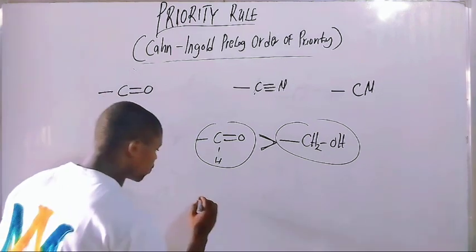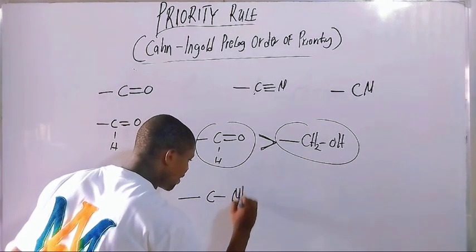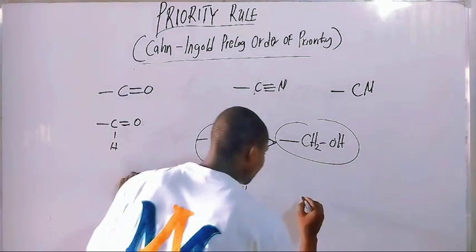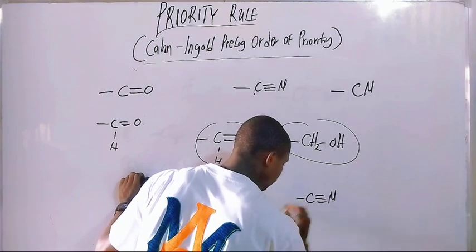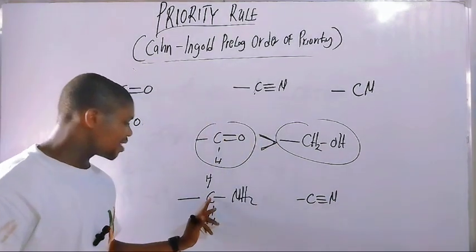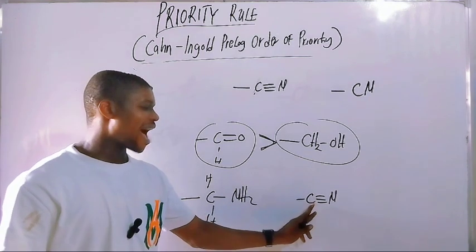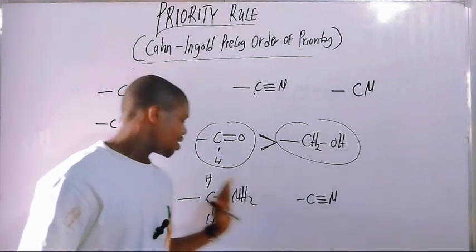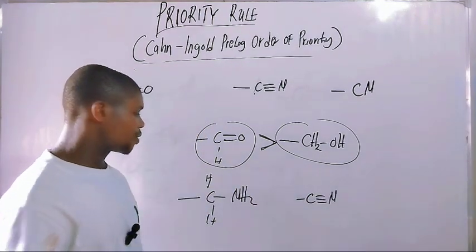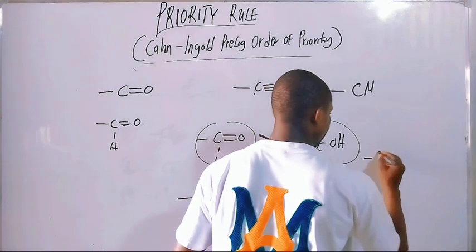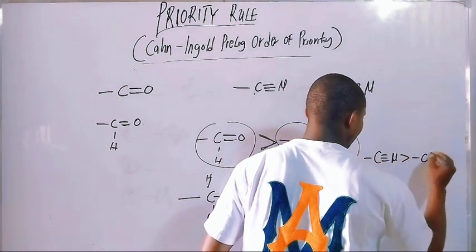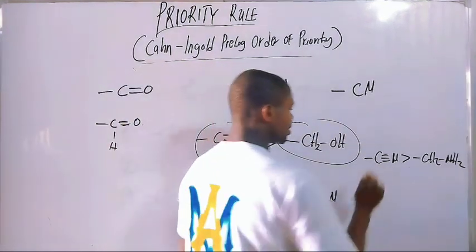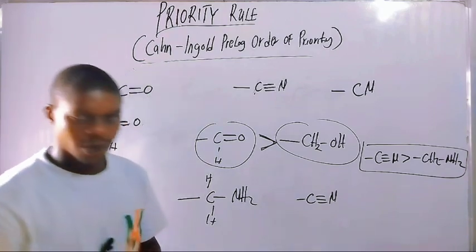Another thing I want you to understand here is that when you have something like this, CH2, here we have hydrogen, and here we have something like carbon. Now this one has 1 nitrogen, but this one has 3 nitrogens. This one will have 3 nitrogens, so this one will attract more than this one here. So it means that with C triple bond N, nitrogen is counted three times, versus CH2NH2. Very important here. So these are the priority rules you need to take note of.